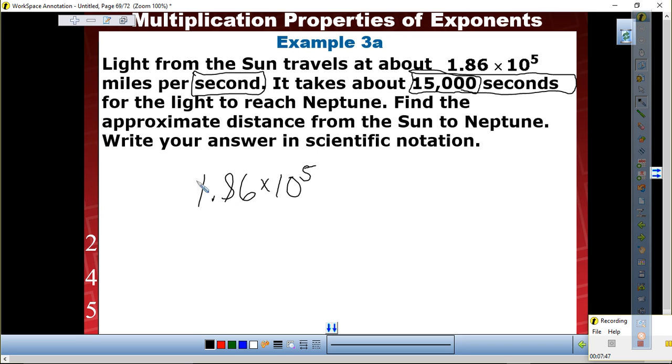15,000. So what do we need to do to this? If this is 1 second, what do we need to do? Multiply times 15,000. But here they want us to write it in what? So I want you to write this one in scientific notation really quick, and then we'll continue with the next step. Copy that and go.